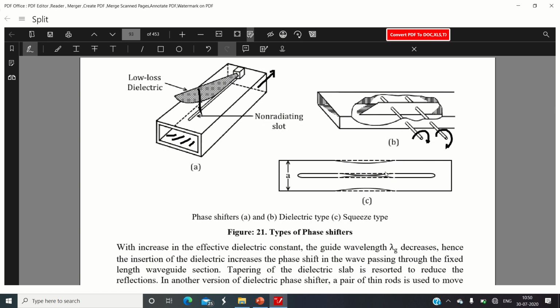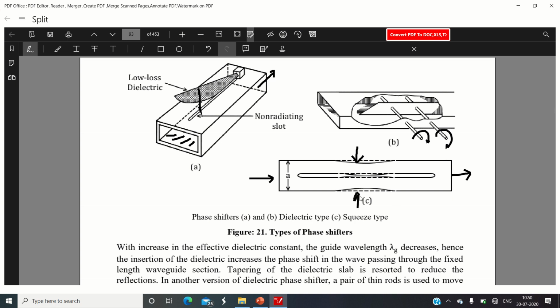The third type of phase shifter, which is shown over here, we call the squeeze type. What we need to do is enter your microwave signal from this particular end. The microwave signal will get outputted from this particular end with a change in its phase. So how is the phase changed? You need to press over this particular part from both ends.